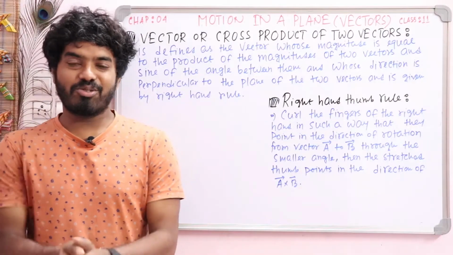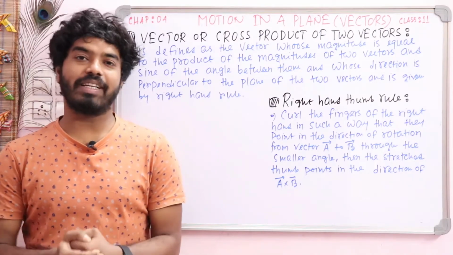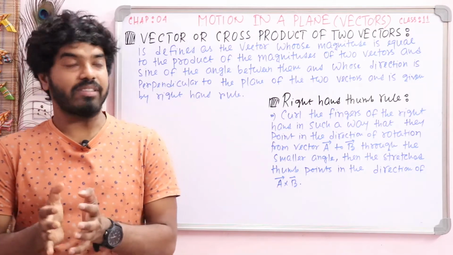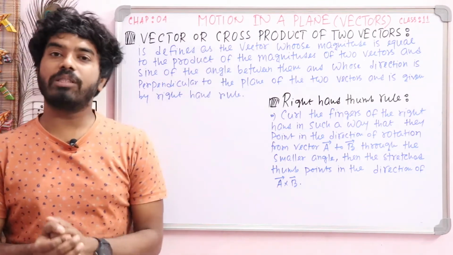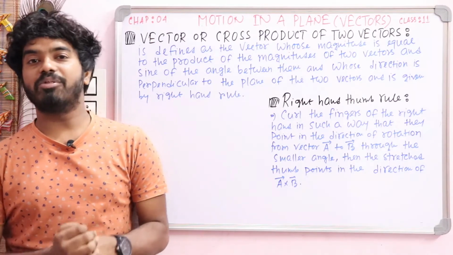Hello students. All of you know we already completed 6 lectures related to your vector chapter. This is our lecture number 7, and in this lecture we will discuss the vector or cross product of two vectors. We already completed the scalar product of two vectors.